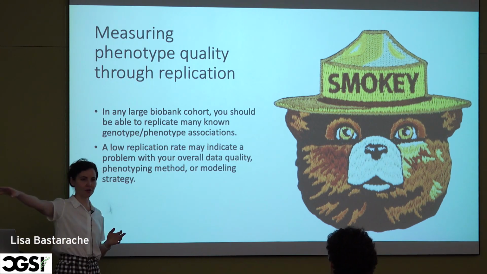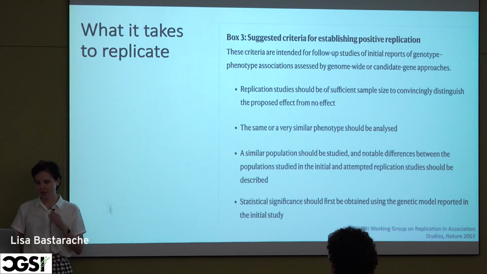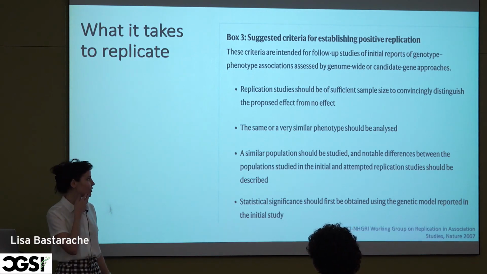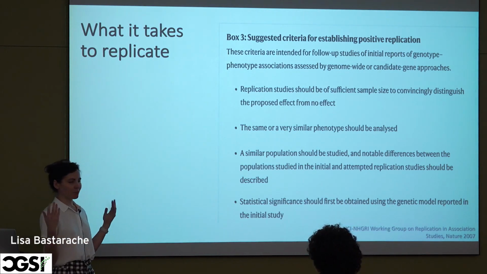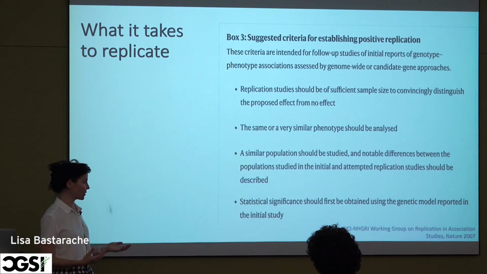So maybe you don't want to proceed to find new patterns and new correlations before you can replicate the old. To develop this idea of quality control through replication, we really thought about what we are trying to do when we're trying to replicate things.